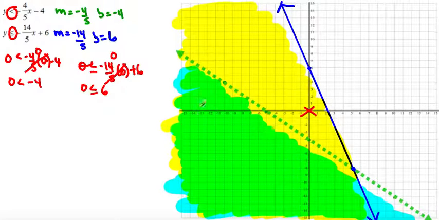Alright, and my solution to this system of inequalities is this green area, including part of the blue line down here. So for example, a solution could be (1, -10). Or like this point on the line right here could be a solution. And then a non-solution is everything that's yellow, white, or blue. So for example, the point right here, like (6, -2), is not a solution.